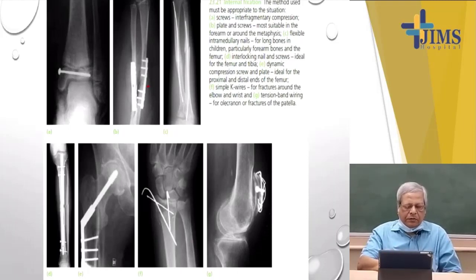Here this is something new. This is an interlocking nail. You can see if there is an intramedullary nail here, the bones can easily rotate. To prevent the rotation, to prevent the movement, two screws are put into the nail. The screws go through the bone, then the hole in the nail, and then through the bone again. Two screws above, two screws below.